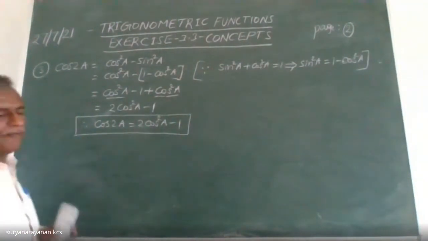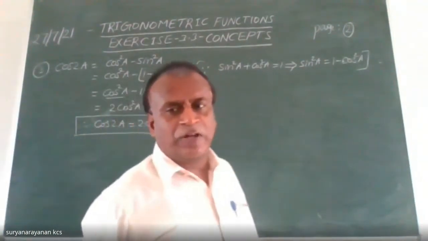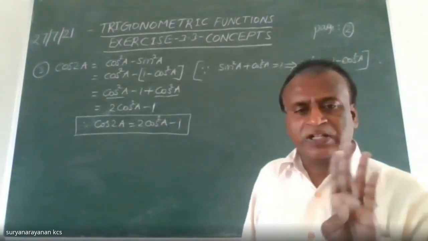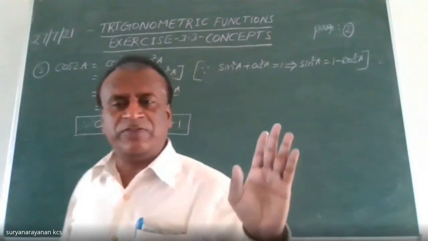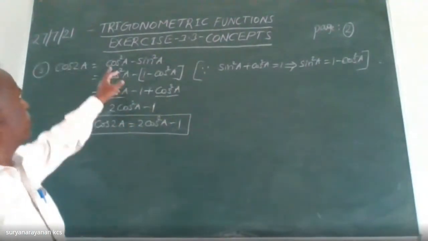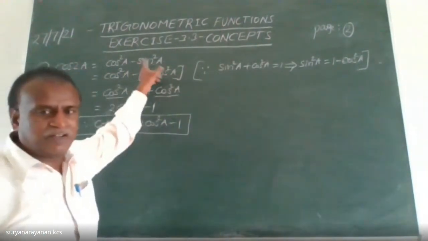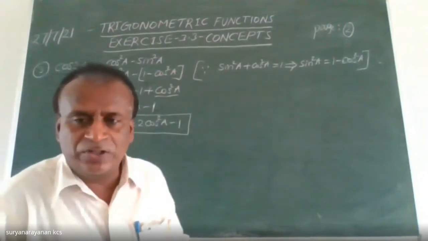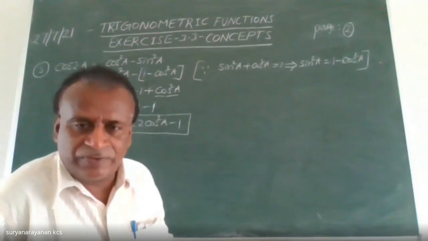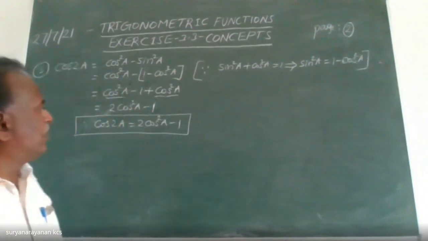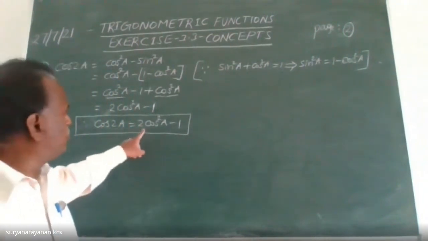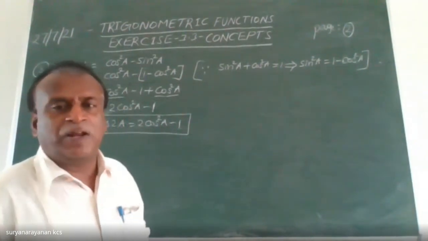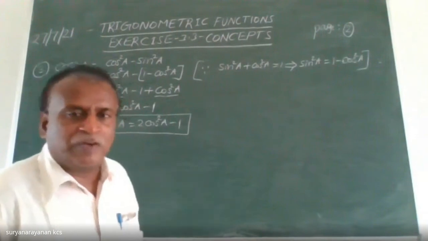This is another formula. For cos 2A, totally there are 4 formulae. First one is cos 2A is equal to cos square A minus sin square A. That is the first formula. And another formula is cos 2A is equal to 1 minus 2 sin square A. That is the second formula. And cos 2A is equal to 2 cos square A minus 1. This is another formula. We will derive one more formula.